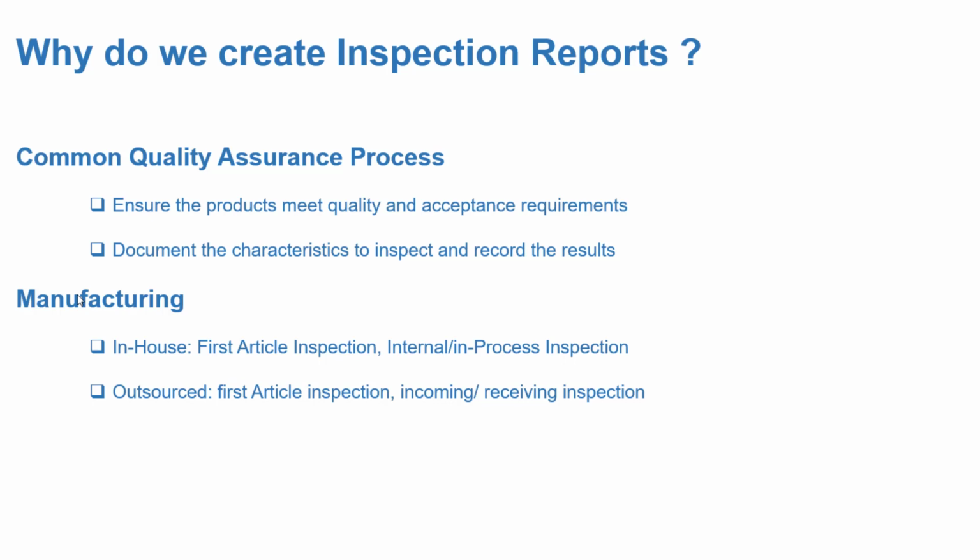When it comes to manufacturing, if you're dealing with an in-house process, first article inspection comes into account. That is in-process inspection, or else internal inspection. When it is outsourced from somewhere else, it is the same thing, first article inspection, which is known as incoming inspection. So you're going to check each and everything before getting your product verified. These are the two things we're going to have.